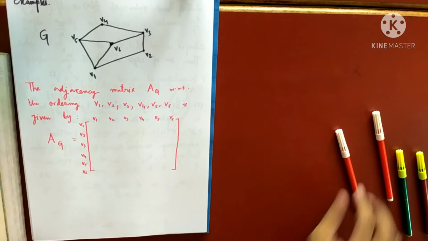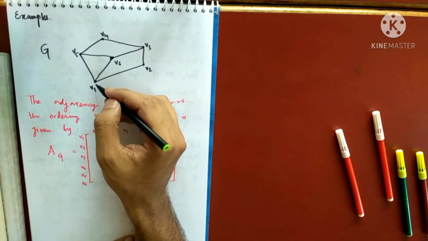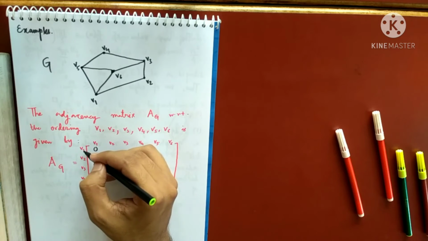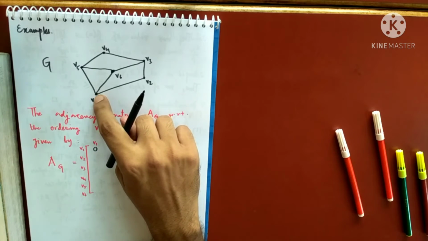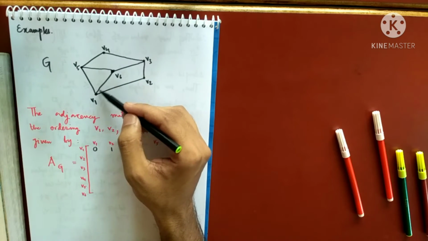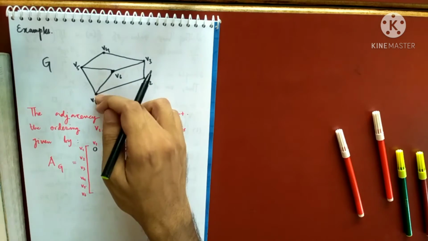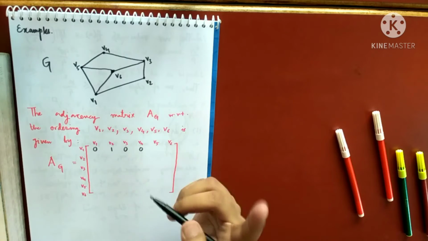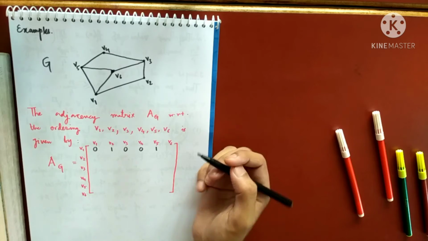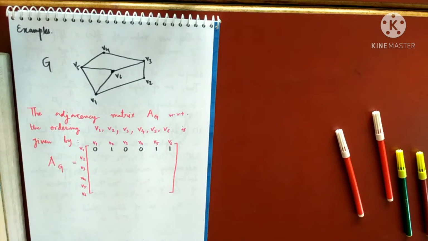So number of edges from v1 to v1. How many edges are there from v1 to v1? 0. So this will be just 0. Number of edges from v1 to v2? Just 1 edge. From v1 to v3, it is not there, 0. From v1 to v4, not there, 0. From v1 to v5, 1. From v1 to v6, 1. Done.